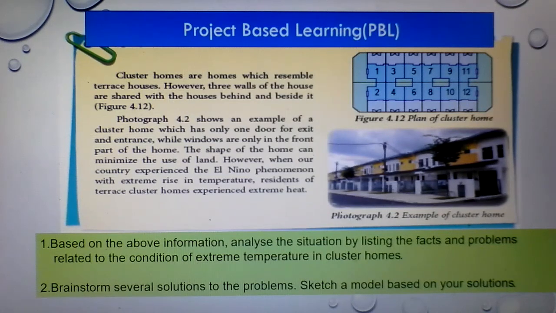You try to identify the problems about the structure of the house and try to figure out any idea or solution to solve the problems. Okay, so what you do, you can sketch a model based on your solution. This will become one of the project-based learning. Okay, that's all for this topic. You can go and read more on this information and do more exercises, especially problem solving or calculation problems.